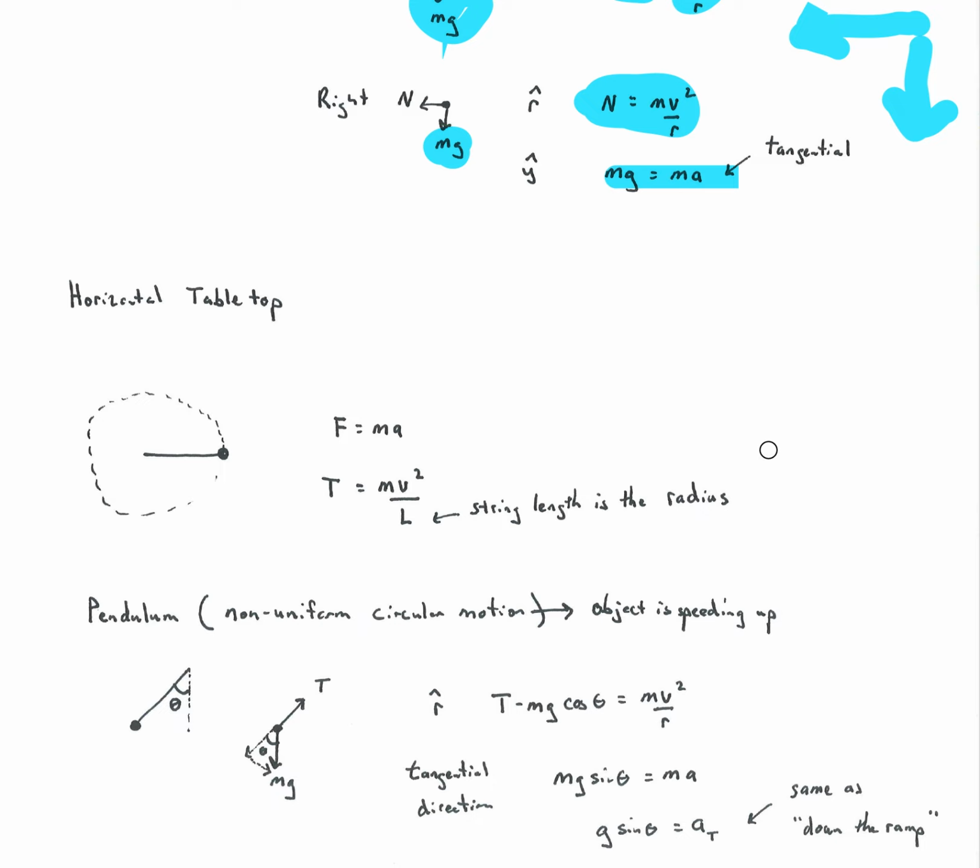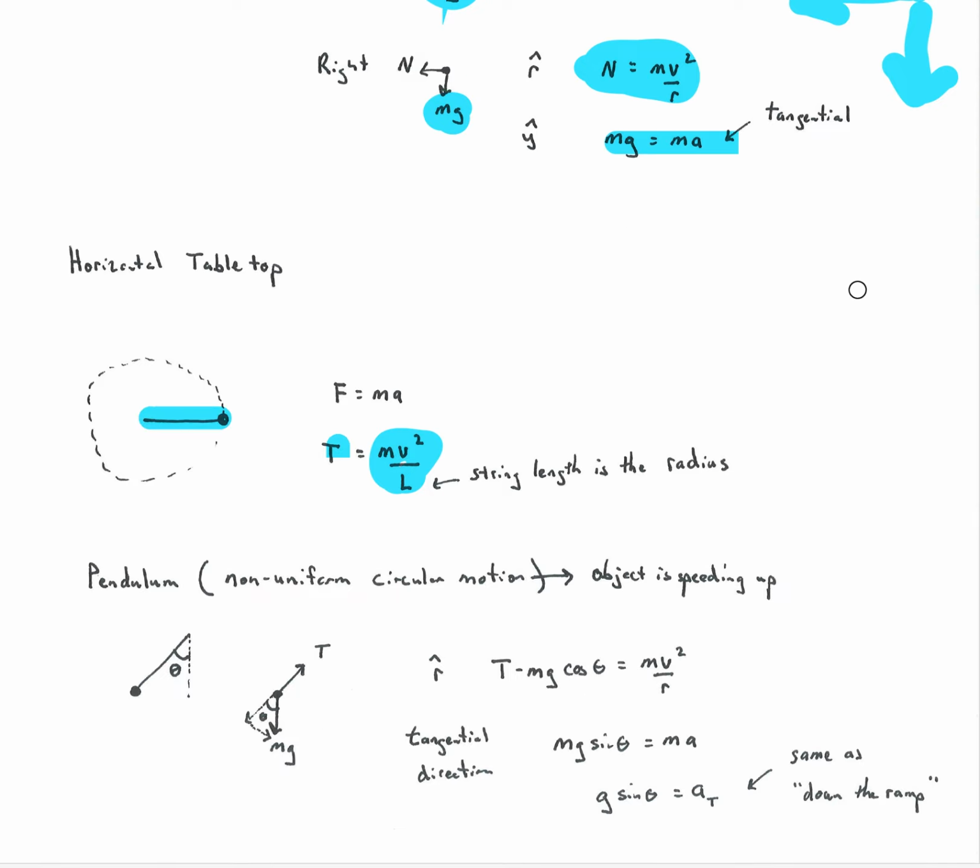Horizontal tabletop, that's about as easy as it gets. You just have a ball or a block on a string, and you're on a frictionless tabletop, and you're just whipping this thing around, and it's staying on the tabletop, so it's staying in that plane. Tension is inward. It's the thing causing circular motion, and circular motion is mv squared over r, where r is just the length of this string, right? The radius and the length of the string are the same thing.